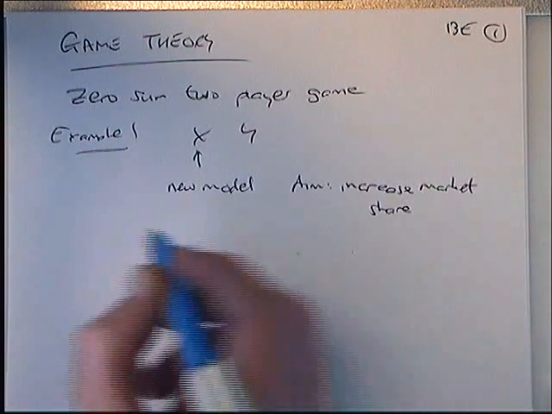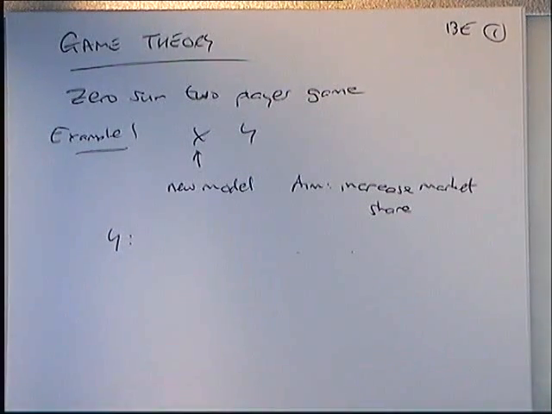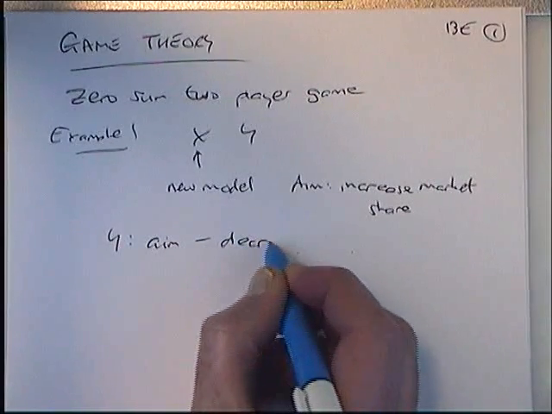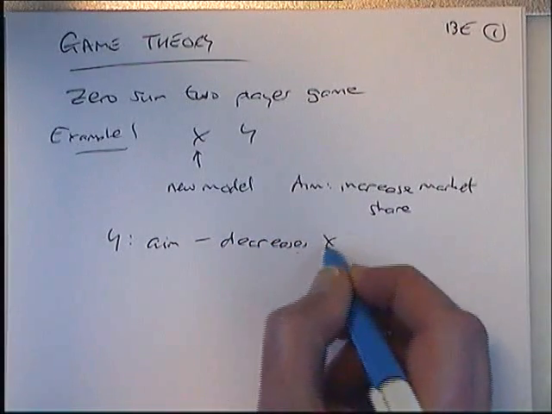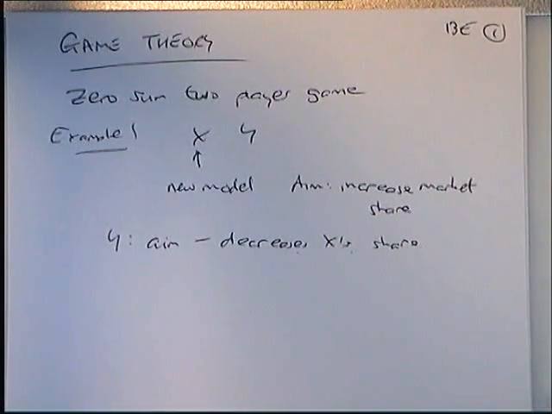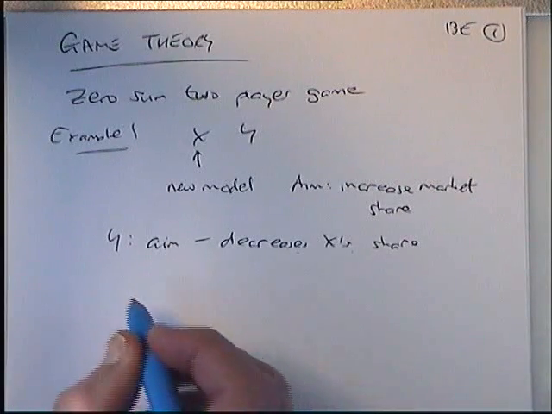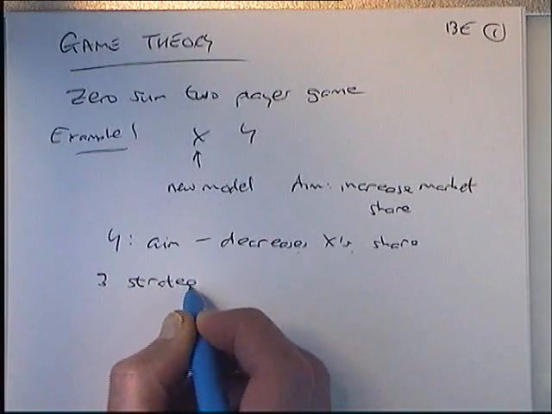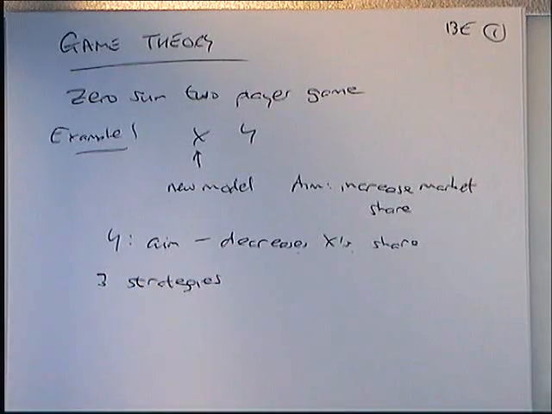Y, on the other hand, what will Y want to do in terms of X's market share? Y's aim will be to decrease X's share of the market. And we're looking at this in terms of X. Each competitor is going to have 3 plans of action. We're going to call those things strategies. So each player has 3 strategies.